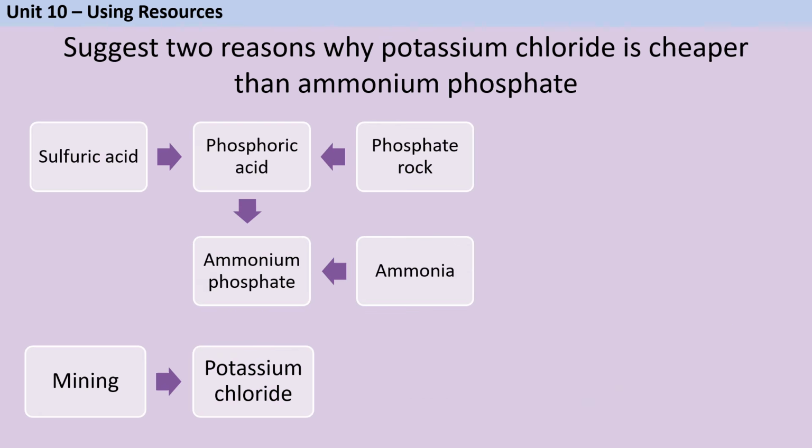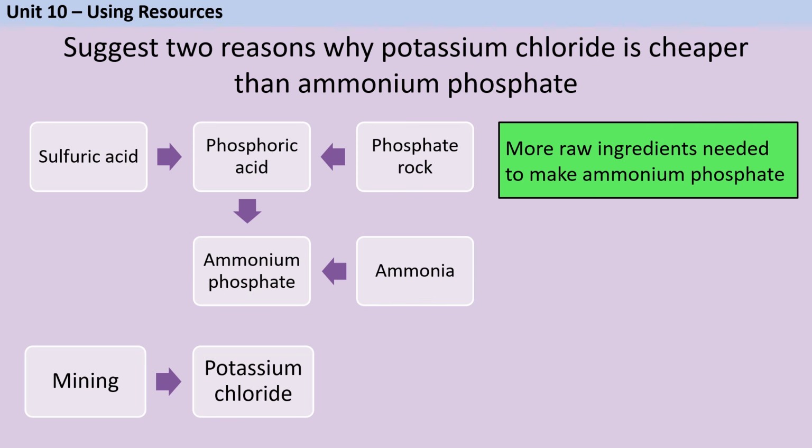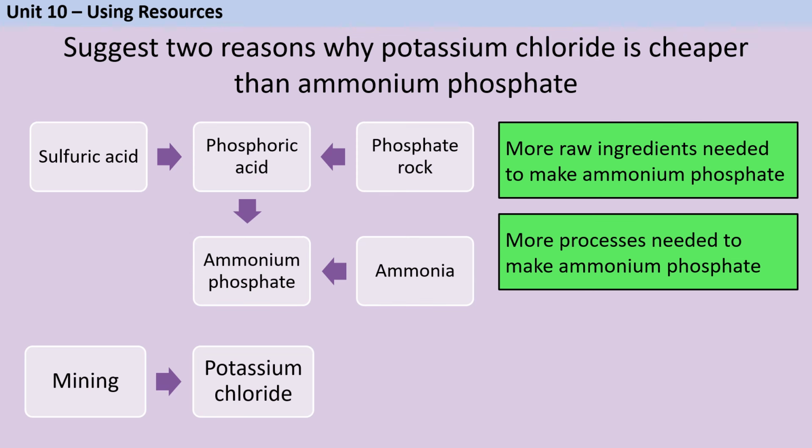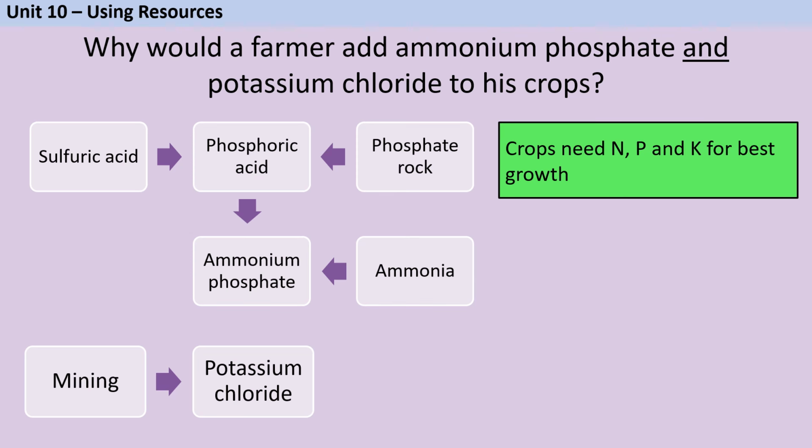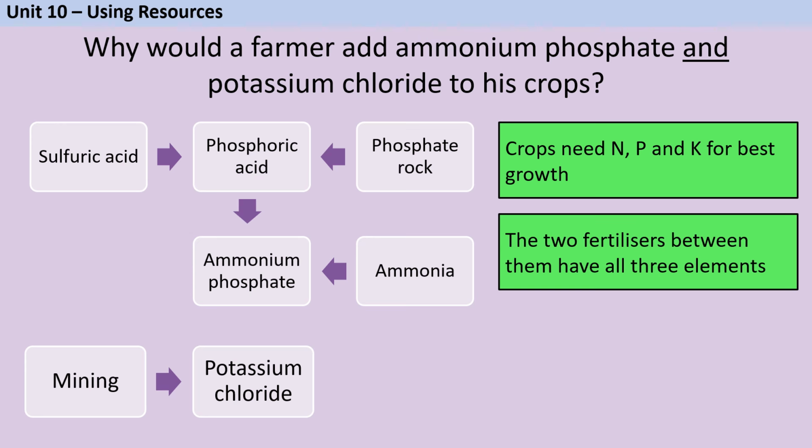Apart from just asking you to remember why fertilisers are used and what NPK fertilisers contain, you might be asked to compare and contrast different types of NPK fertiliser and which one would be more likely to be used and which one would be cheaper. So for instance, here we can say that making ammonium phosphate requires more different raw ingredients, and also it requires more steps. But ultimately, a farmer is likely to use both of those compounds together because crops need nitrogen and phosphorus and potassium for their best growth, and so the two fertilisers between them contain all three elements.